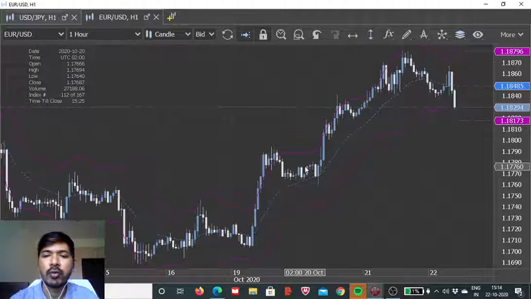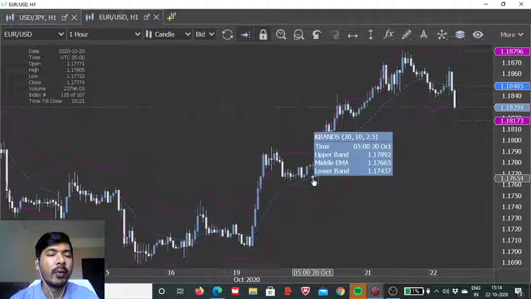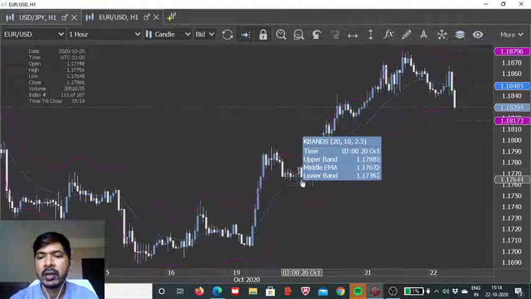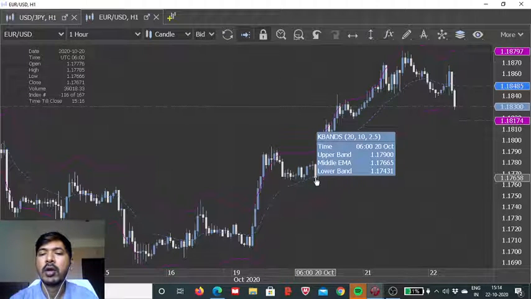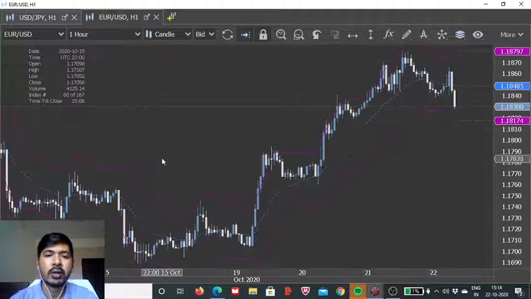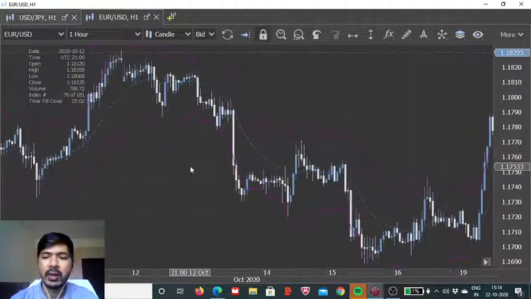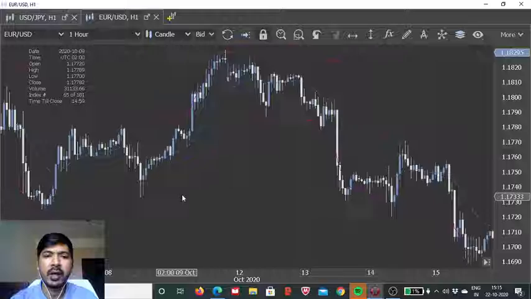So you wait it out for the contraction of the upper and the lower band, and whenever you see that price action has consolidated well closer to the middle band, that is the EMA, and after due consolidation you think about going in for a fresh position in the direction of the trend. So that way you can use this indicator for trading with the trend.